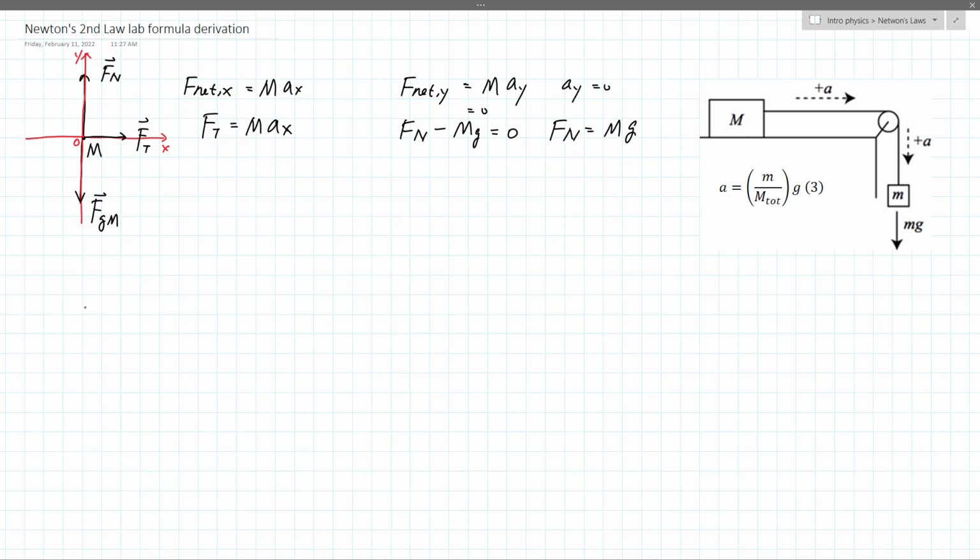So we'll draw the lowercase m here. And we'll start with gravity as well. So Fg, lowercase m. And this m is being pulled upward by tension. And these are the two same magnitudes of tension, except that their directions are different because we have a pulley to change the direction of the string.